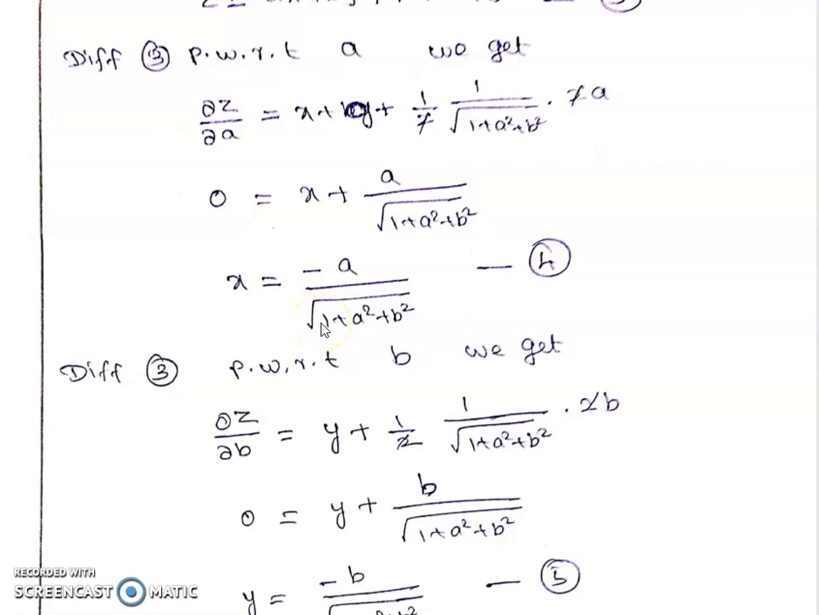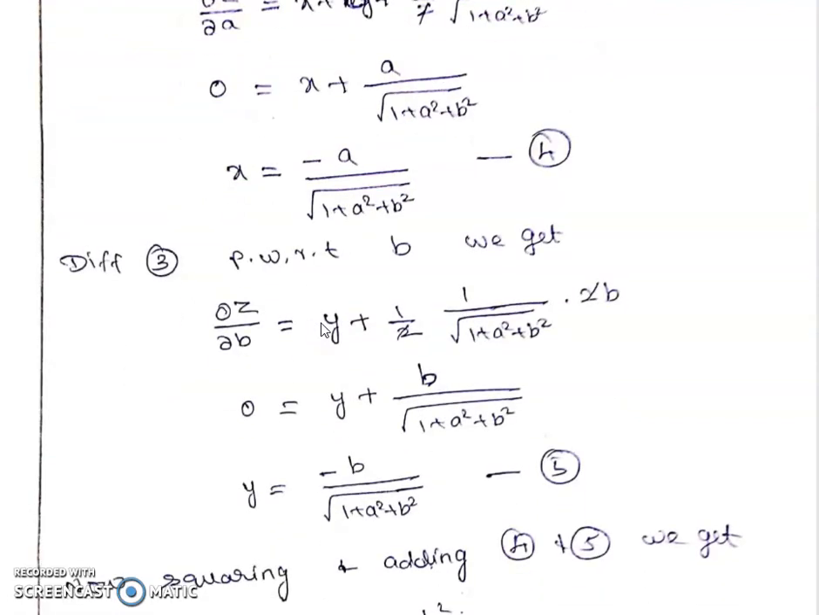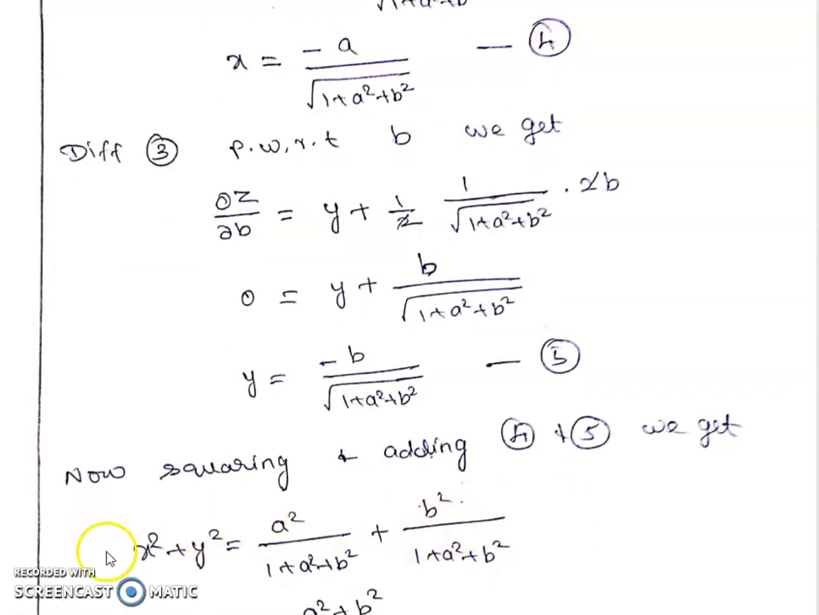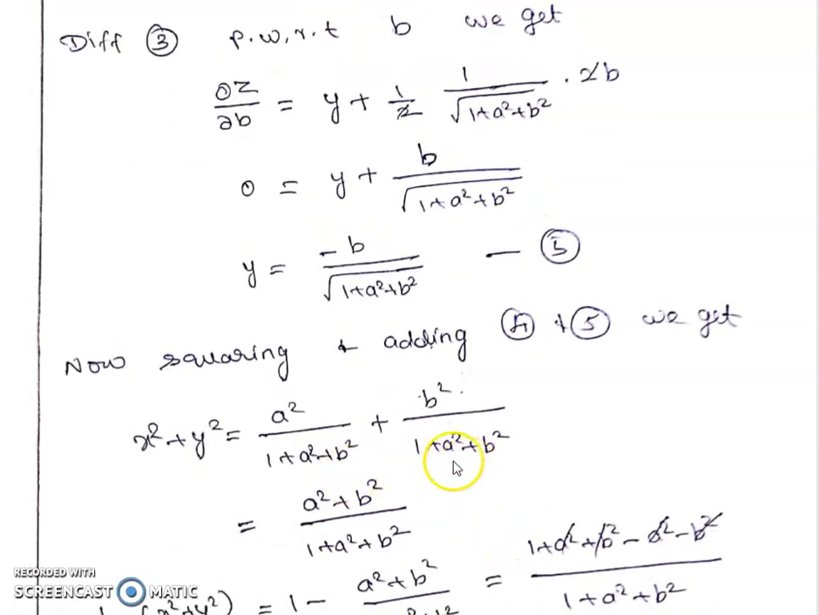Next, again differentiate 3 partially with respect to b. So we get y is equal to minus b by root of 1 plus a square plus b square. Take this as equation number 5. So now squaring and adding equation number 4 and 5, we get the left hand side as x square plus y square. Then the right hand side, a square by, here the square root will cancel, then plus b square by, here also the square root will cancel. So both the denominators are the same.